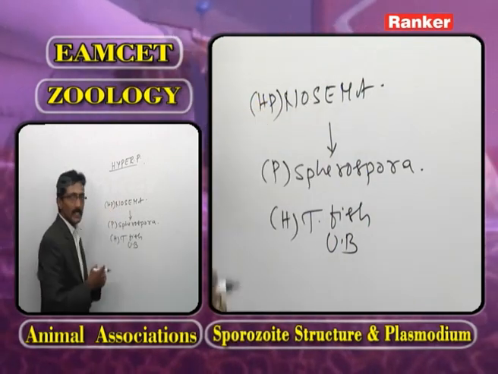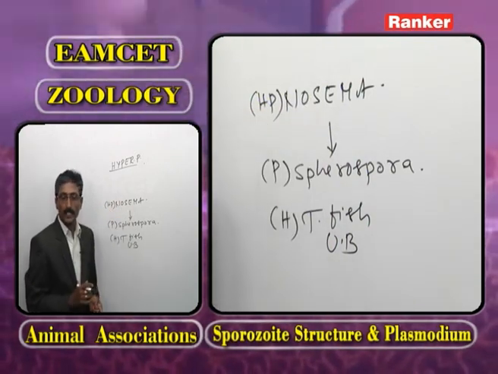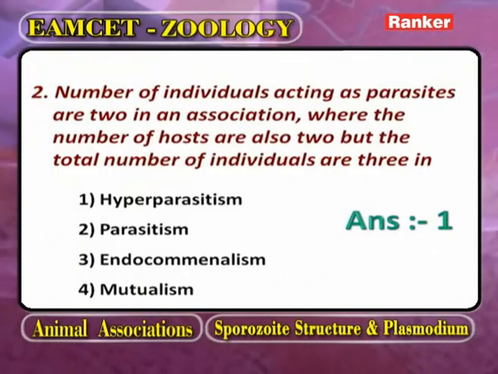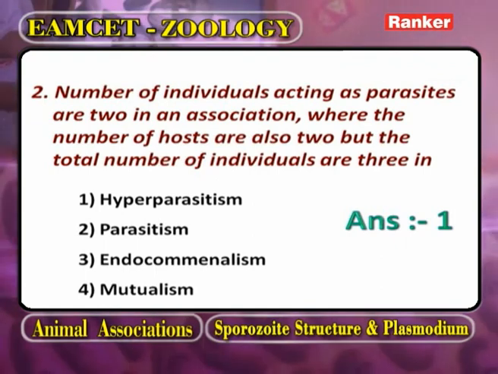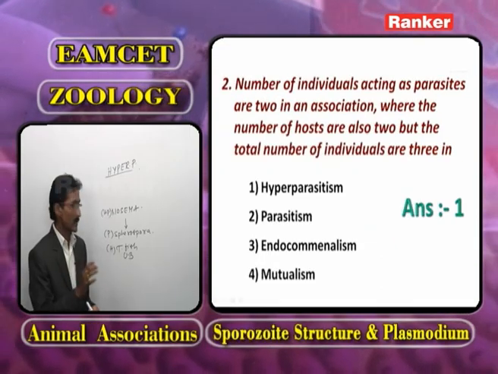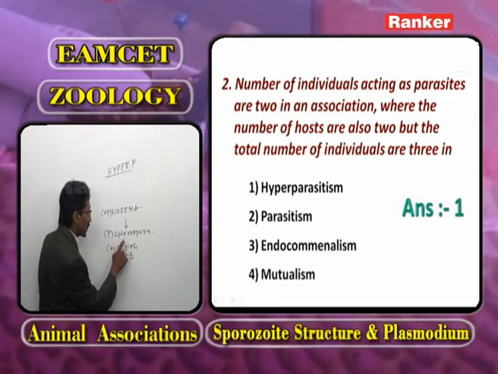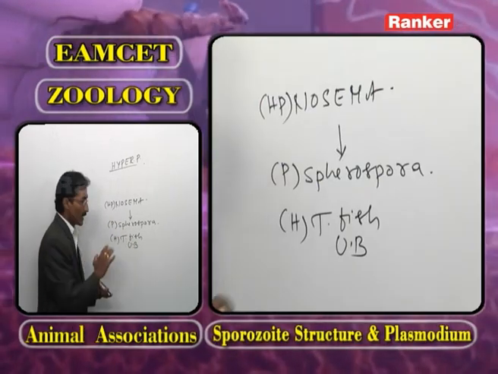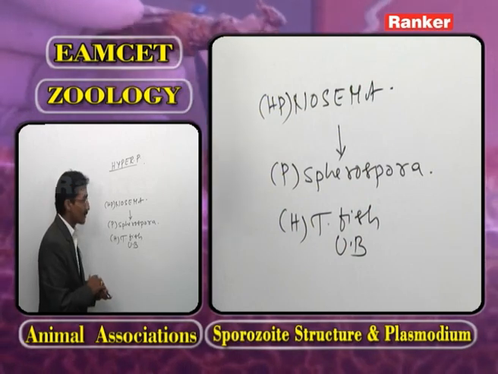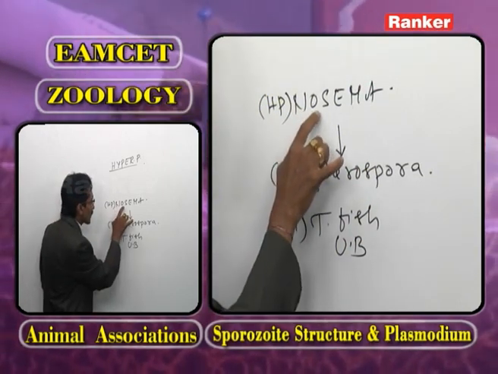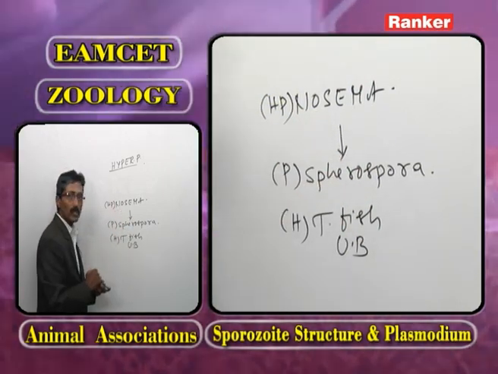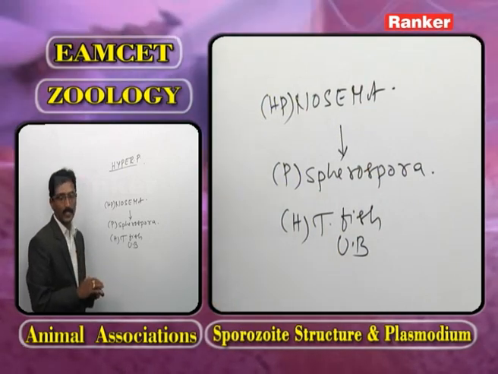Now based on this information, what is the correct answer? The first option is hyperparasitism, the second option is parasitism. What is meant by parasitism? Association between parasite and host. Between Spirospora and toadfish, the association is parasitism. The association between Nosema and Spirospora is hyperparasitism.